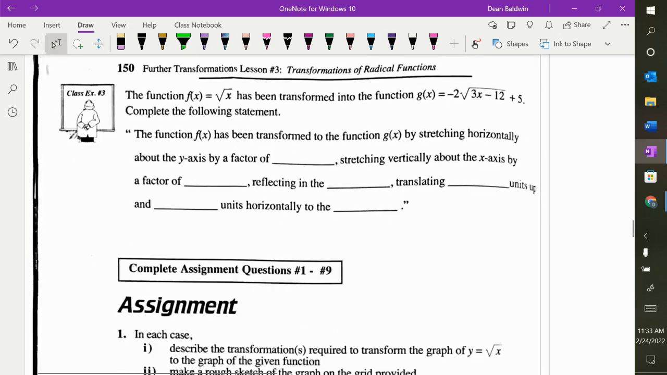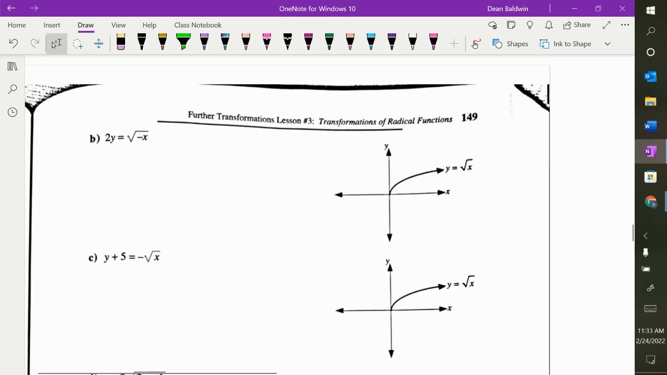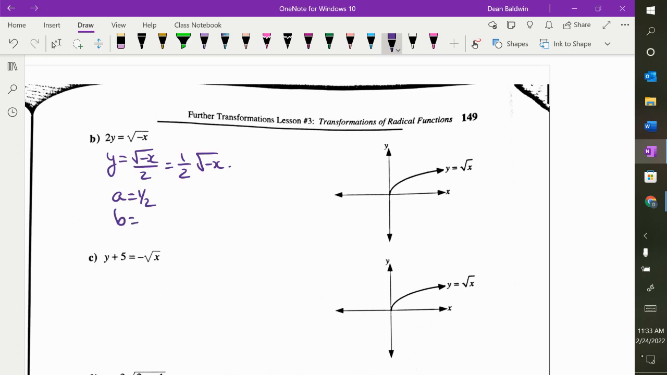Where's the next page? 149. There we go. All right. This is your next page, right? Okay. 2y is equal to root negative x. What do I need to do first? Divide by 2. So there's 2 ways to write this. You can write it like that, or you can write it like that. I prefer the second method because you can see the a value quite clearly. So a is equal to a half, b is equal to minus 1.